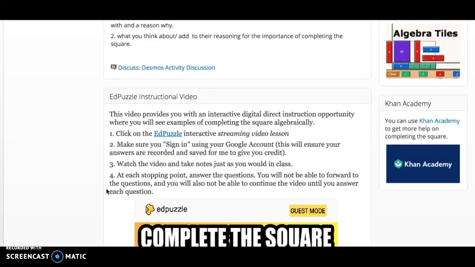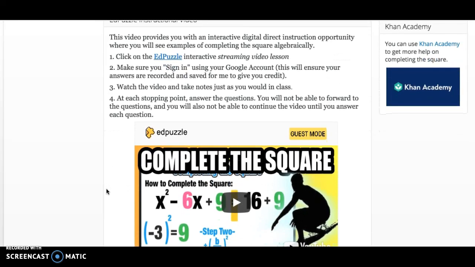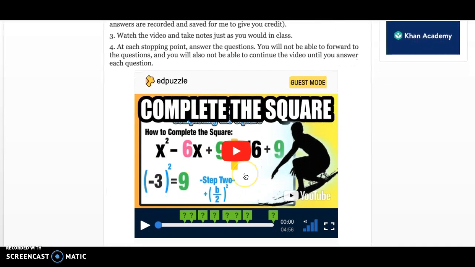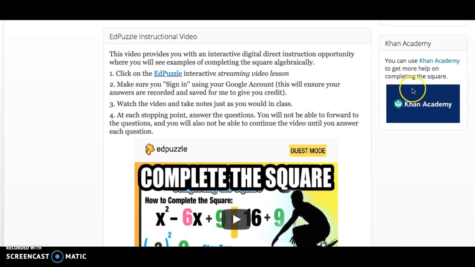Next, I've published an instructional video on how to complete the square algebraically. Make sure you are logged in to Edpuzzle using your Google account. That is the way that I will be able to see your recorded answers at different checkpoints of the video. You want to make sure that you do this part so you can get credit for watching the video and answering the questions. I've also provided a link to Khan Academy completing the square studies, and it's great for extra support and practice.